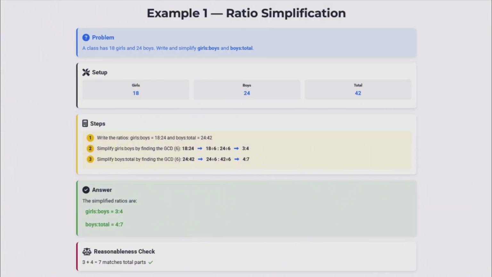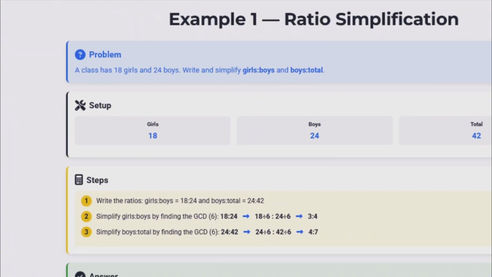I have a class, and inside that class we have 18 girls and 24 boys, right? The question is: write and simplify girls over boys. We know the colon is another way of showing the proportion of one number over another, so we write it as a fraction. Then find boys over total. So we have two tasks right now: find girls over boys, and find boys over total.